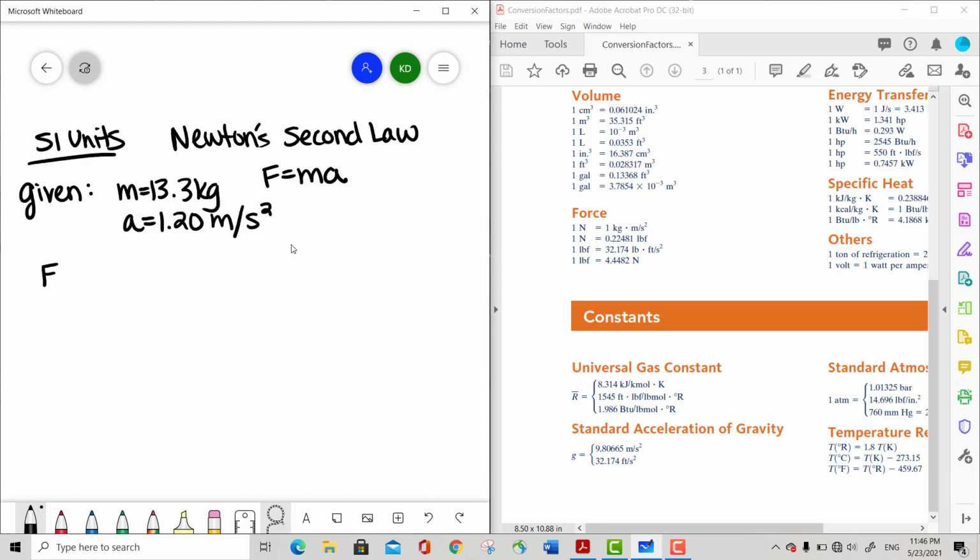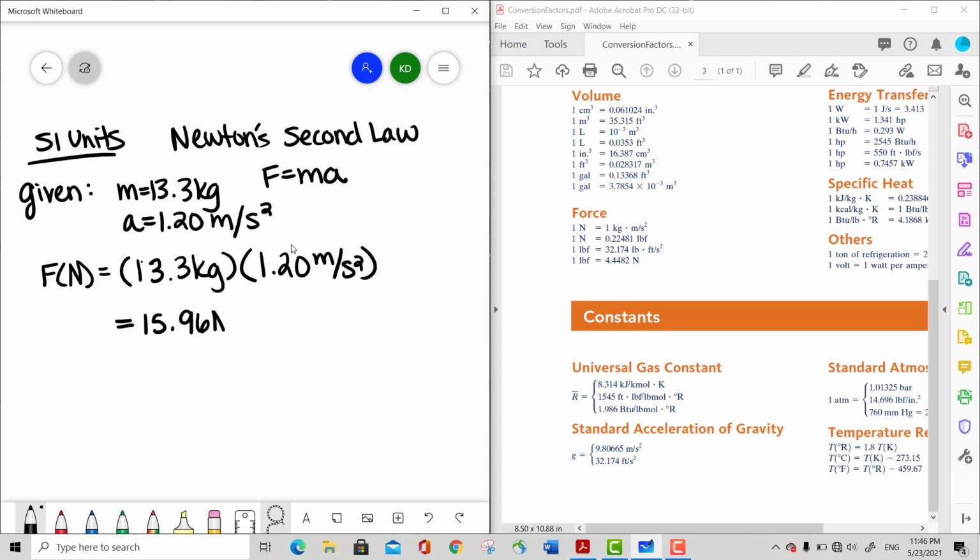So our force in newtons, because we know that our units are good, is, what is our mass? 13.3 kilograms times 1.20 meters per second squared, which is 15.96 newtons. Okay, so that's our answer. That's a really easy one.